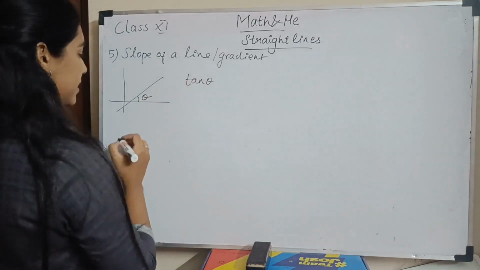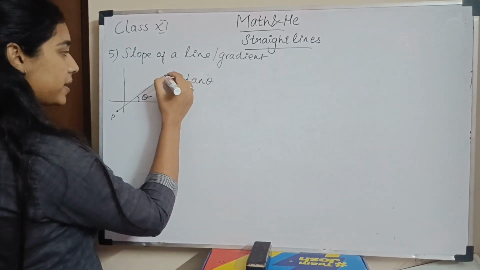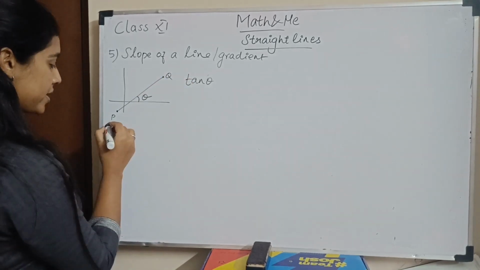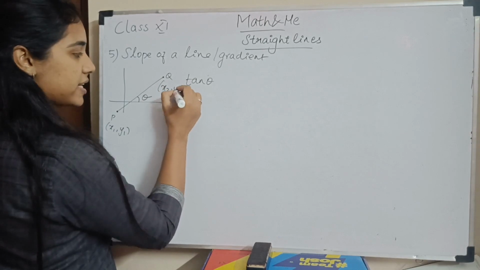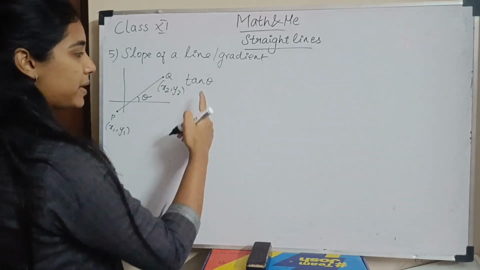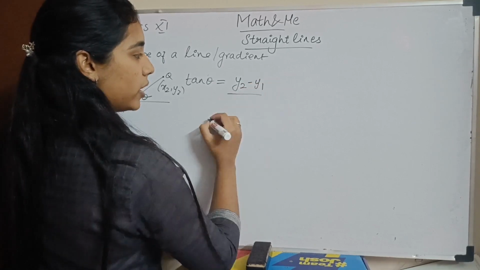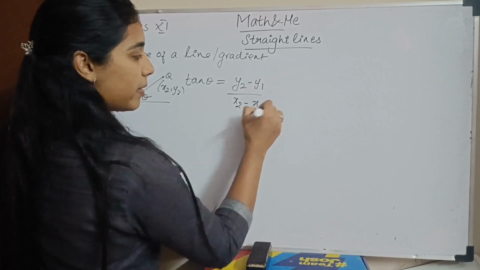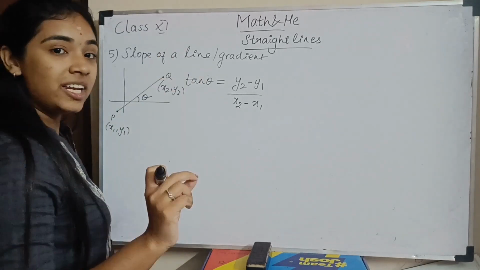Okay, so tan theta is nothing but, when you have 2 coordinates, for example, this is your point P and this is your point Q. And if this has coordinates x1, y1 and this has coordinates x2, y2, that means that tan theta is nothing but (y2 minus y1) divided by (x2 minus x1). This is the slope of a particular line or a line segment.